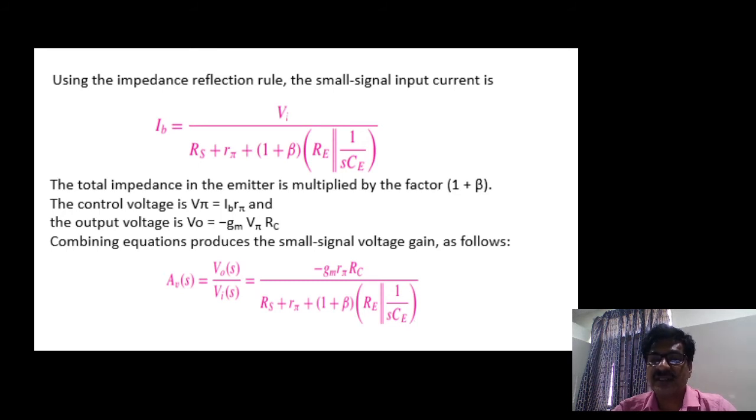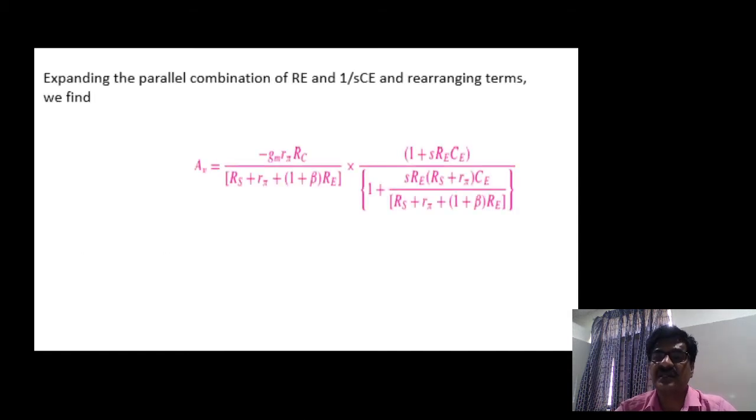Now if we expand this parallel connection, the AV becomes like this. This is the AV, if we expand that parallel connection of RE and 1 by sCE.